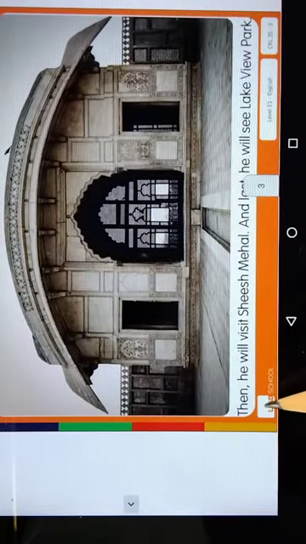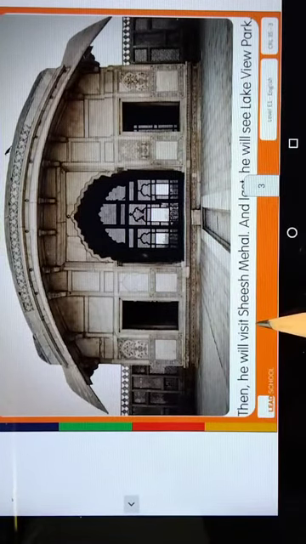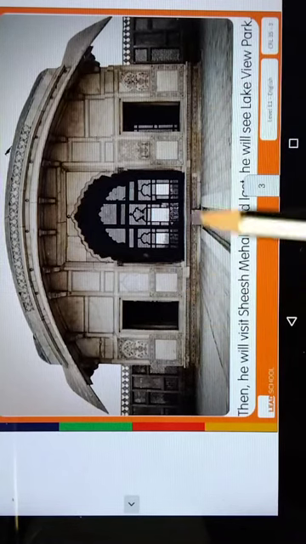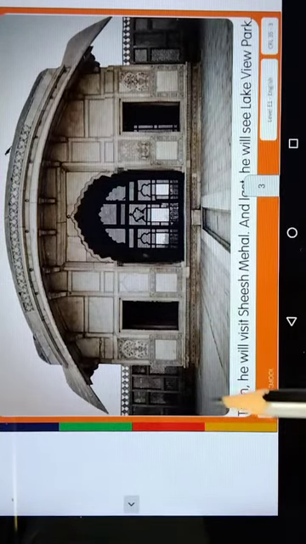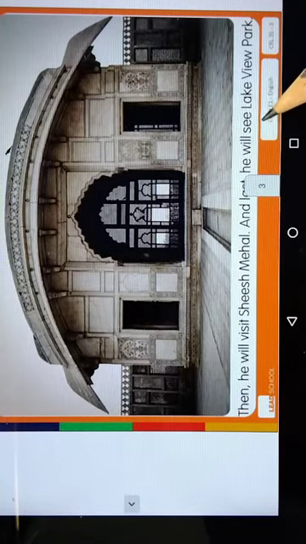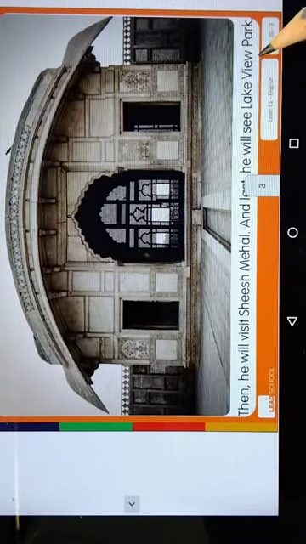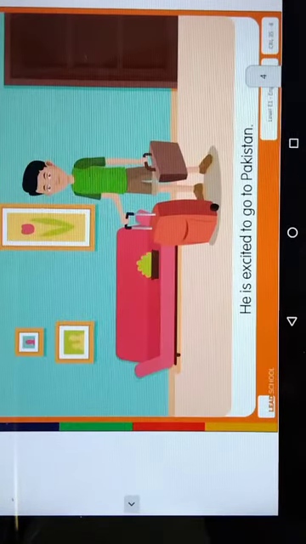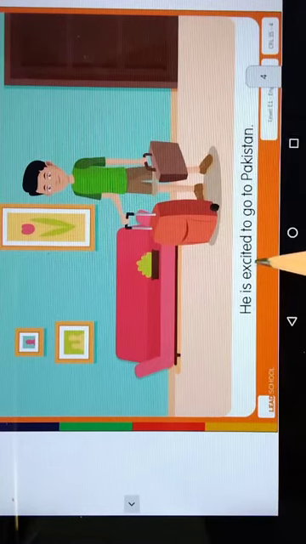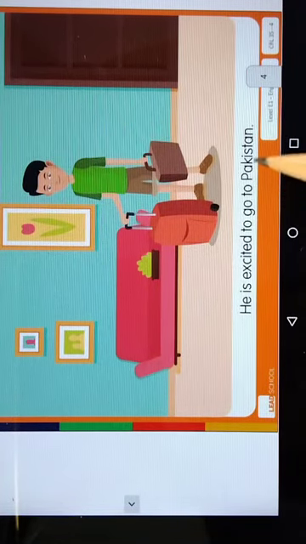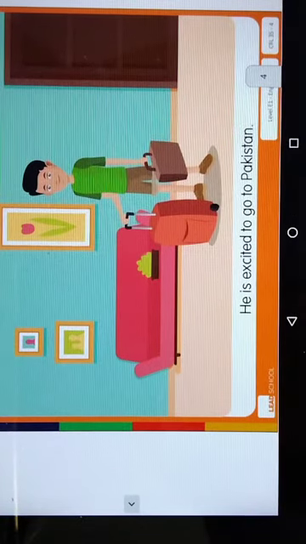Then he will visit Sheesh Mahal. Look at the picture, ma. This is Sheesh Mahal. This is situated in Pakistan. And last, he will see Lake View Park. He is excited to go to Pakistan.